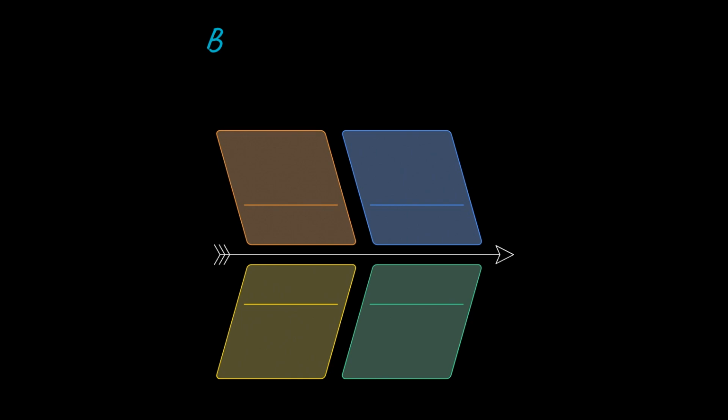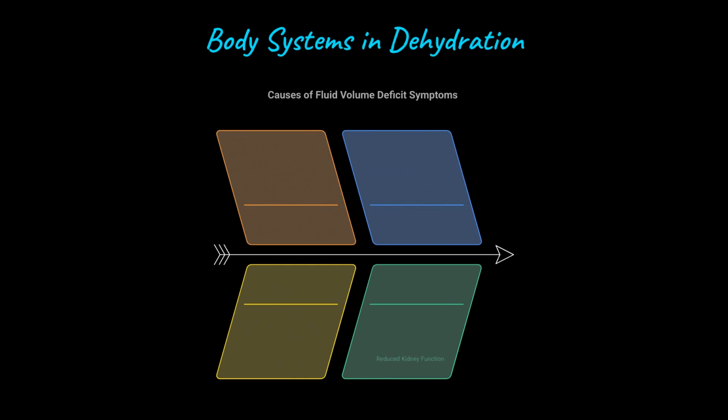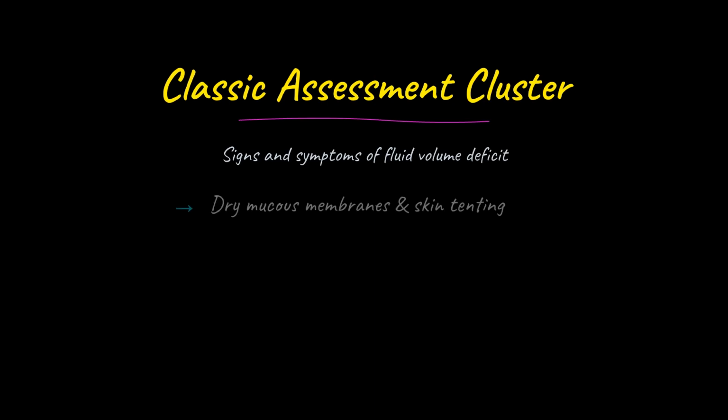Understanding the underlying mechanism explains why the classic assessment findings appear together as a cluster. Reduced intravascular volume produces a faster, weaker pulse and falling blood pressure. Reduced interstitial volume causes poor skin turgor. Dry mucous membranes reflect lost surface water, and reduced renal perfusion concentrates the urine while cutting output.